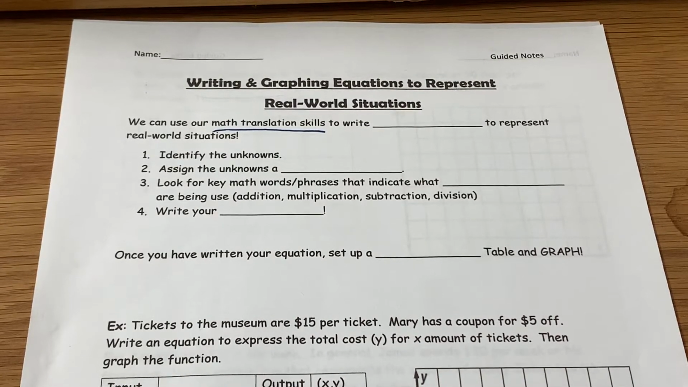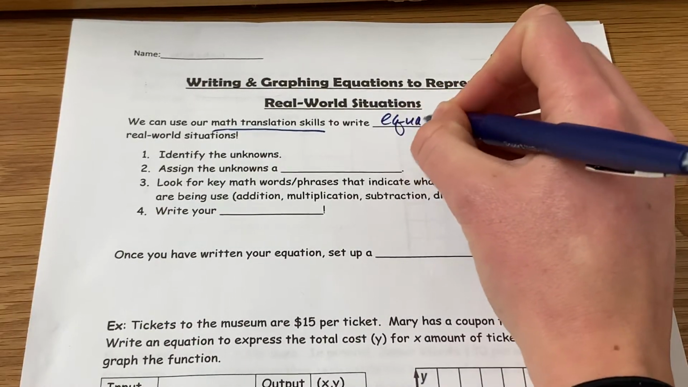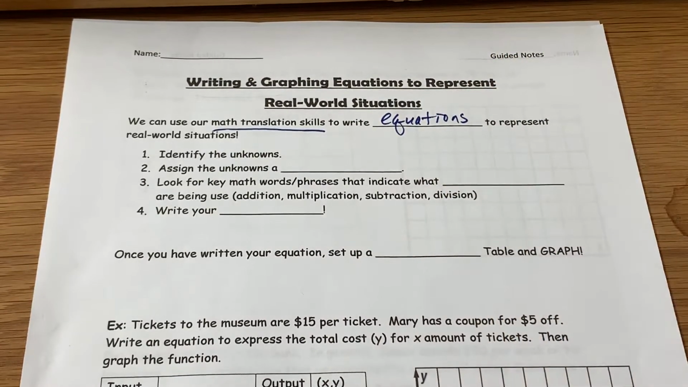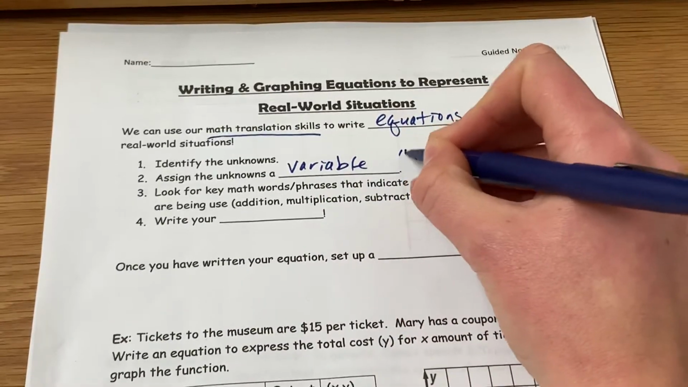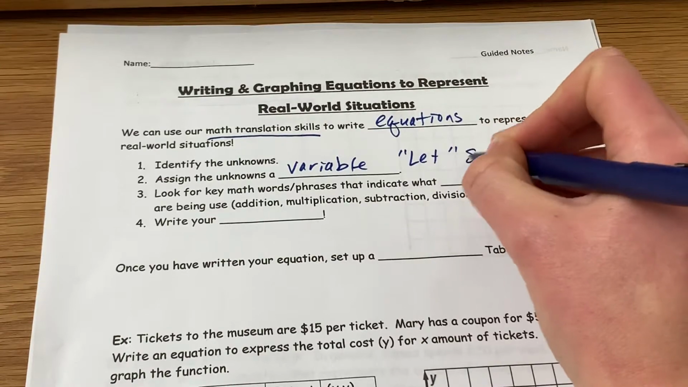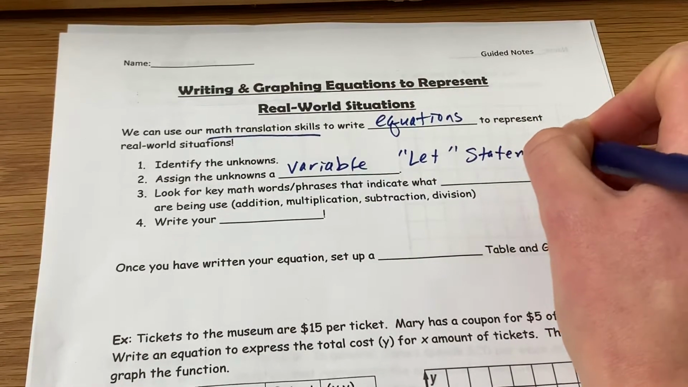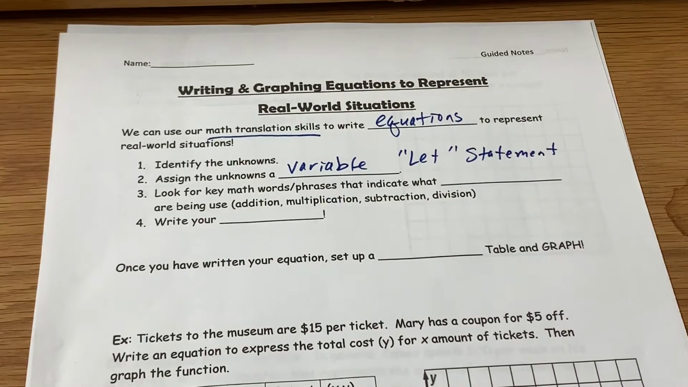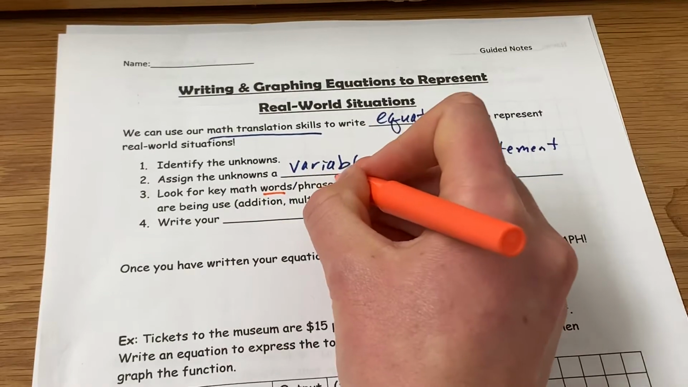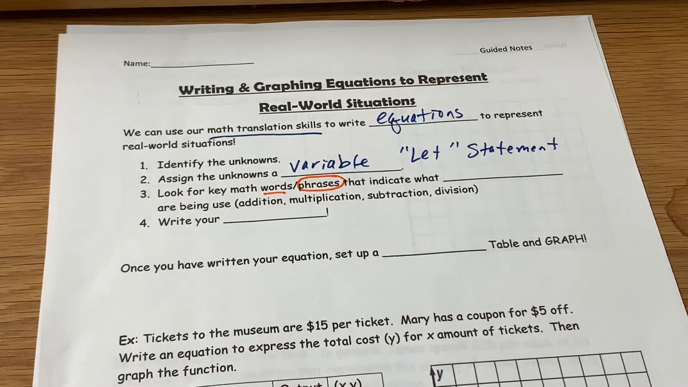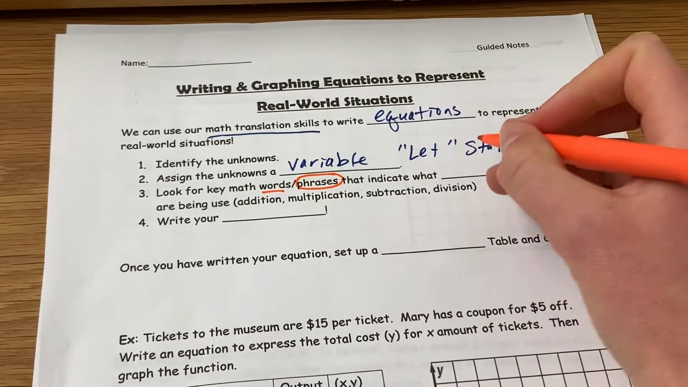We're going to do the same thing with math, and we are going to write equations to represent real world situations. So the first thing we want to do is identify the unknown, assign the unknown a variable with a let statement. Okay. Look for your key math words and phrases. I suggest underlining or circling some of those key words and phrases that indicate what operations.